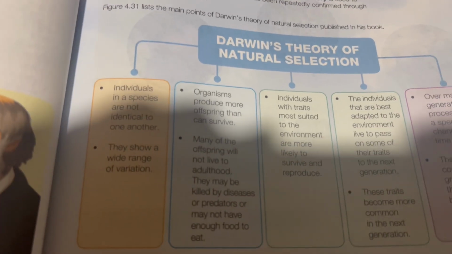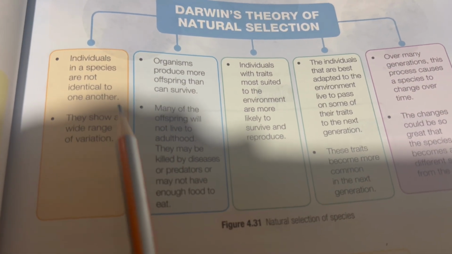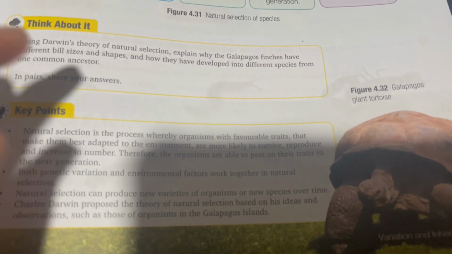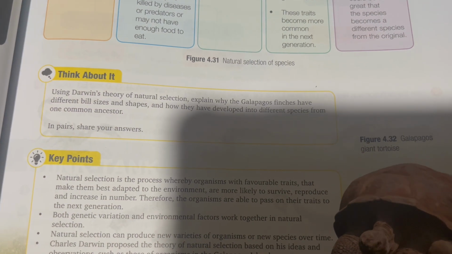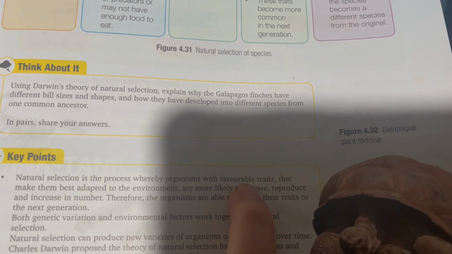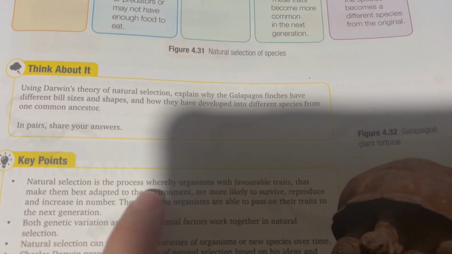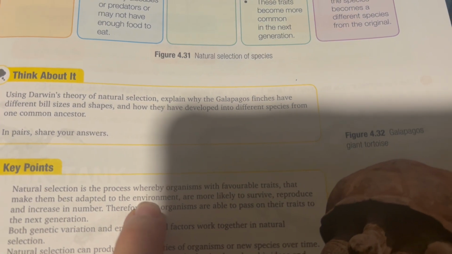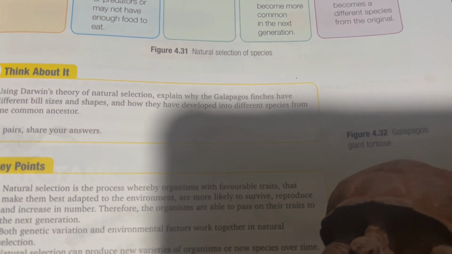So for natural selection, this part summarizes the whole thing. You can also do it from the key points, easier for you. Natural selection is the process whereby organisms with favorable traits, meaning the traits best suited to the environment they live in, that make them best adapted to the environment, are more likely to survive and reproduce and increase in number. It changes from one environment to another.